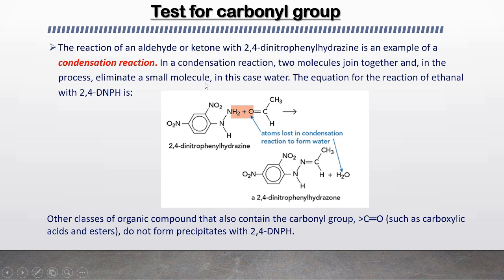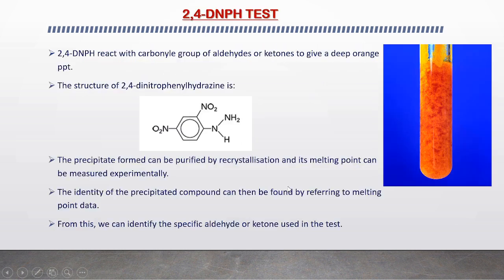In this condensation reaction, actually two molecules join together, and you can see here this is an aldehyde and this is 2,4-dinitrophenylhydrazine. When they combine together, there is the formation of 2,4-dinitrophenylhydrazone. Its color you can see in the next picture is deep red color. So when 2,4-DNPH reacts with any of the aldehyde or ketone, it will give a deep red color like this.